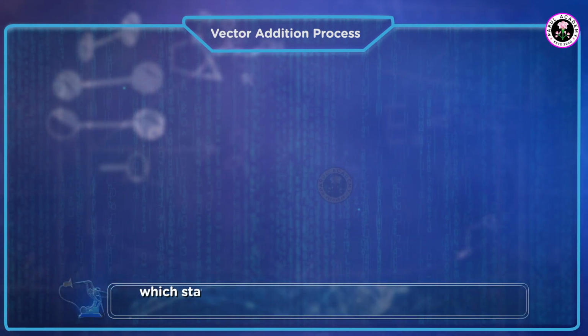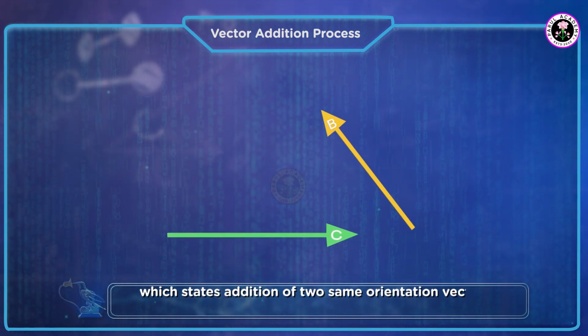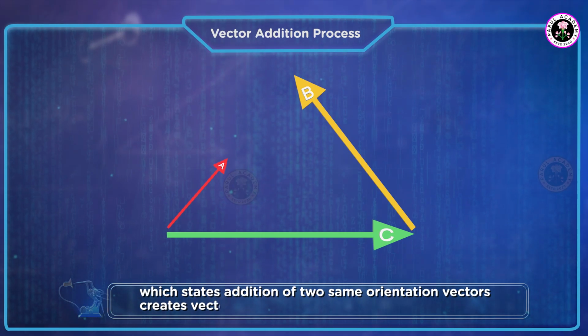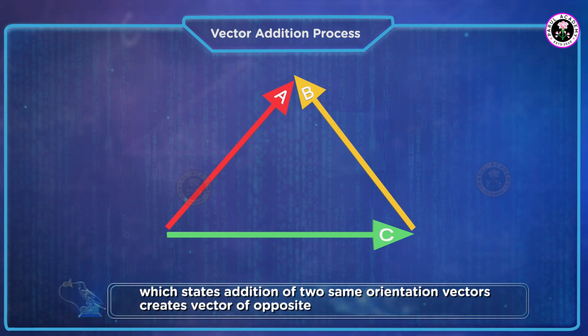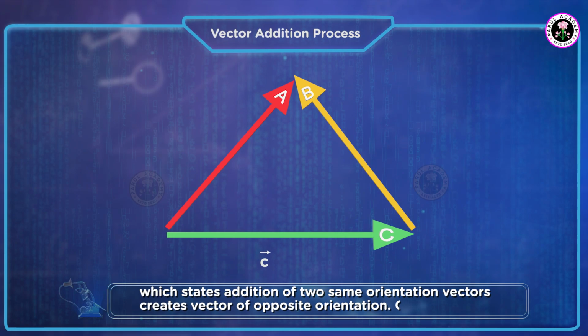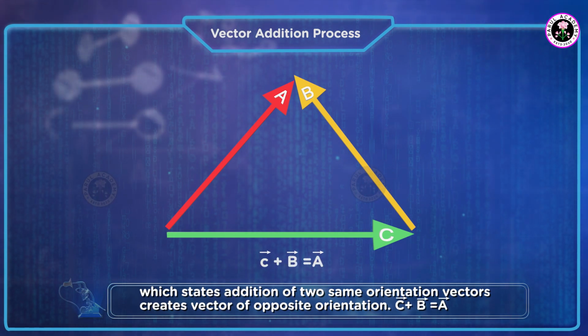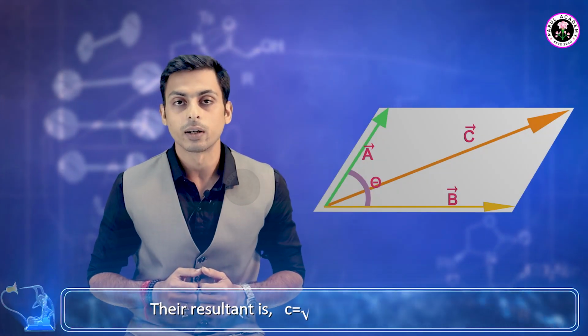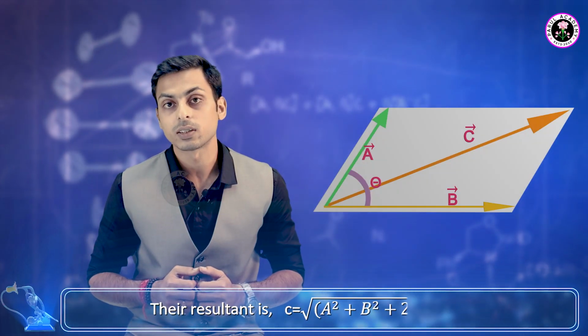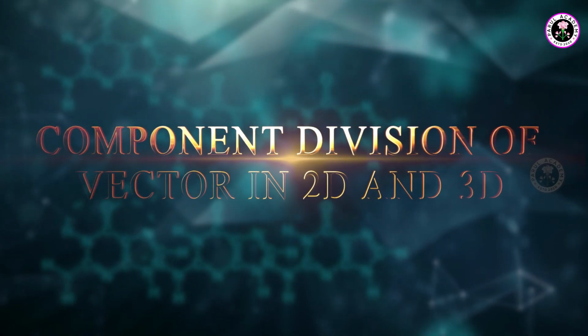So now we are coming to the vector addition process, which is done by the help of triangle law and parallelogram law. We state the addition of two same orientation vectors creates a vector of opposite orientation. In the given figure, we can call it that C vector plus B vector equal to A vector, and the magnitude of the resultant is C equal to root under A square plus B square plus 2AB cos theta.